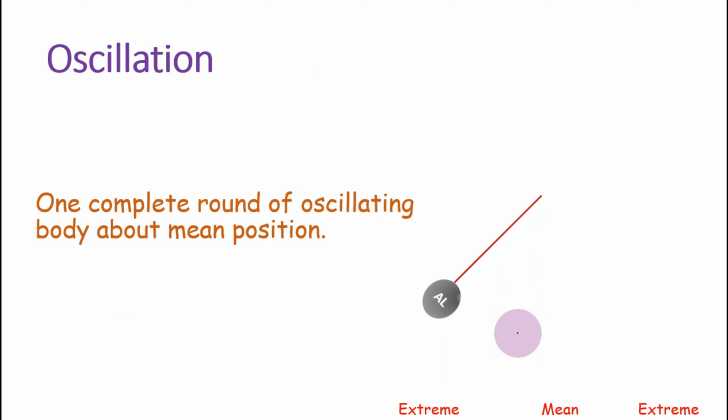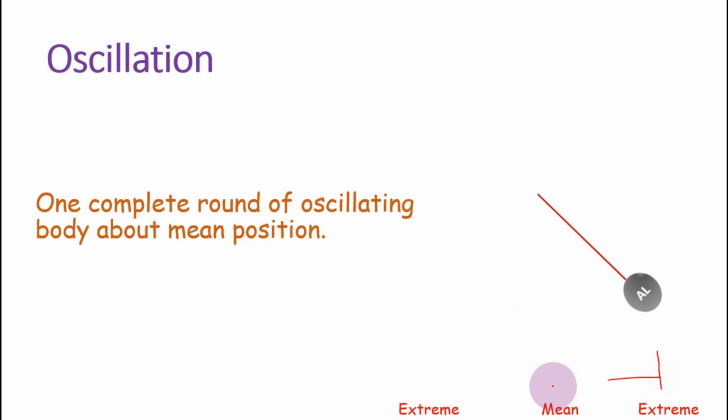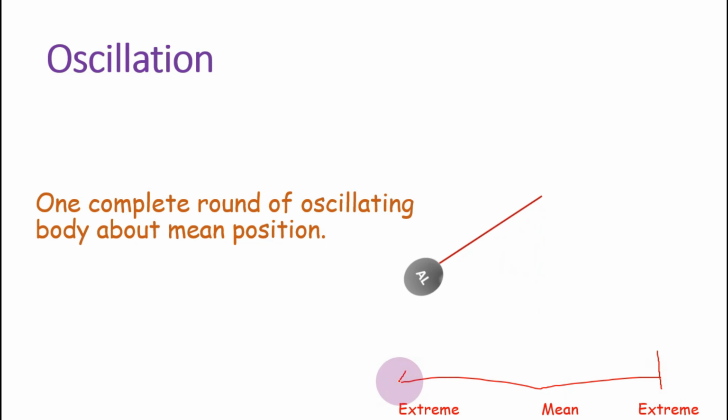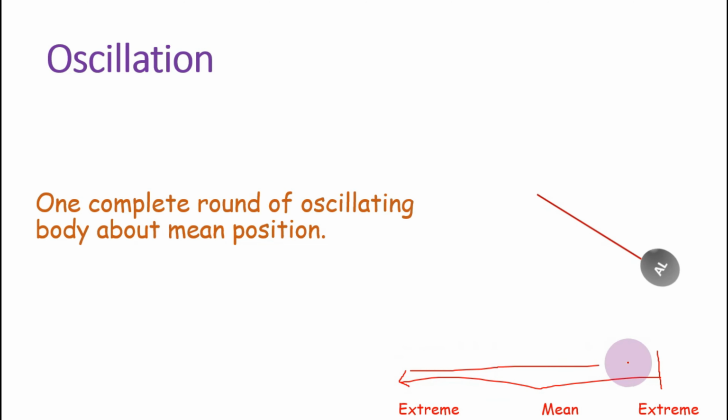Now what is meant by oscillation? One complete round of an oscillating body about its mean position is known as an oscillation. Suppose the journey goes from here and it comes here, that is half an oscillation. It comes back here, and it is what? A full oscillation. So one complete round is known as one oscillation.